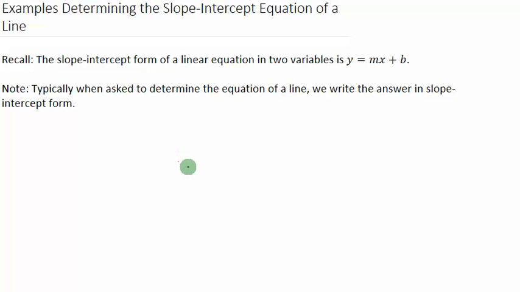And usually when we're asked to determine the equation of a line, we write the answer in slope-intercept form. It's very common to do that. One, because the equation is solved for y, and two, because it's a useful form of the equation. So let's consider our first example here.